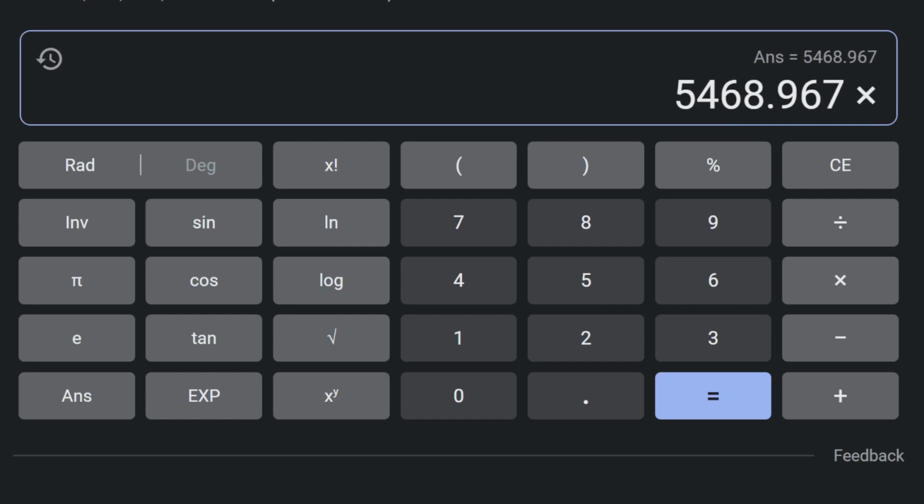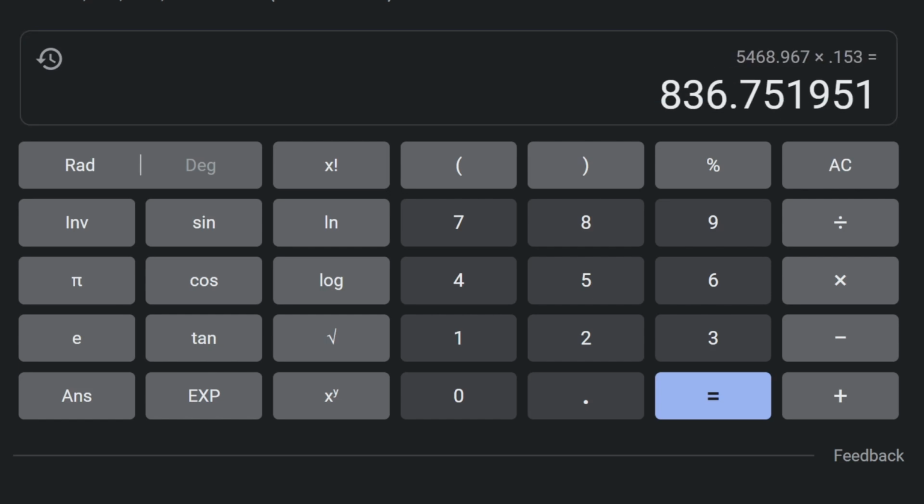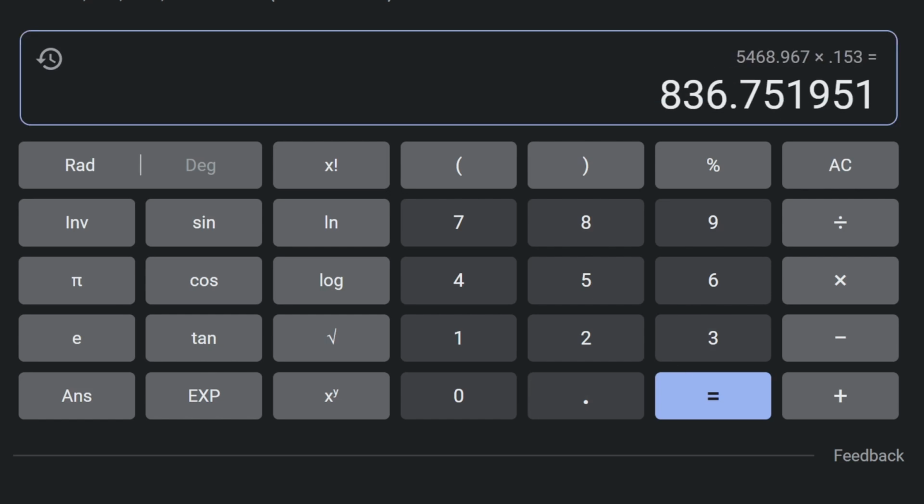And then you take that number, multiply it by the self-employment tax rate of 15.3%, and that's how we arrive at an $836 self-employment tax bill. And that self-employment tax is meant to cover Social Security and Medicare taxes.